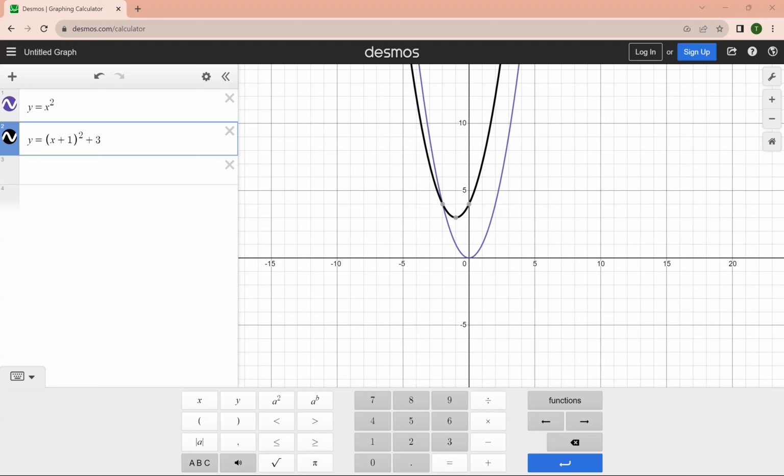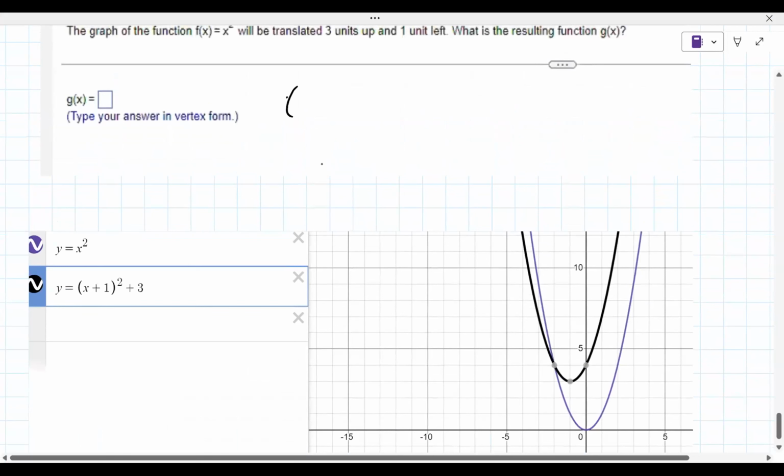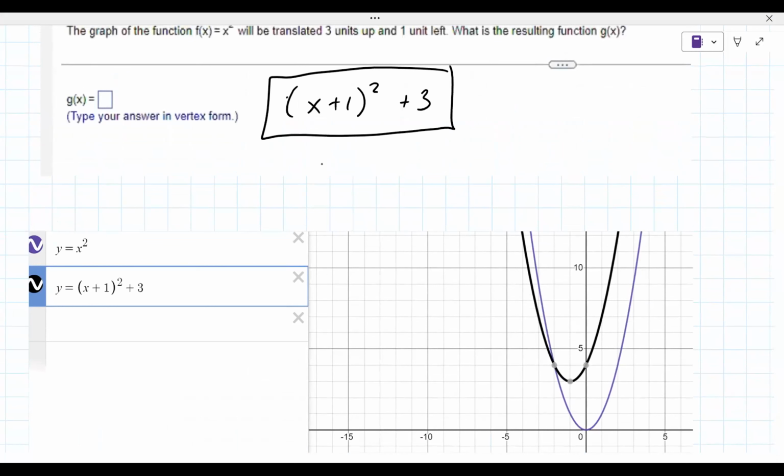Let me write that down. And let me go to the other screen. So in terms of your answer, it is (x+1)² + 3. That's the left 1 unit, +3 like that.